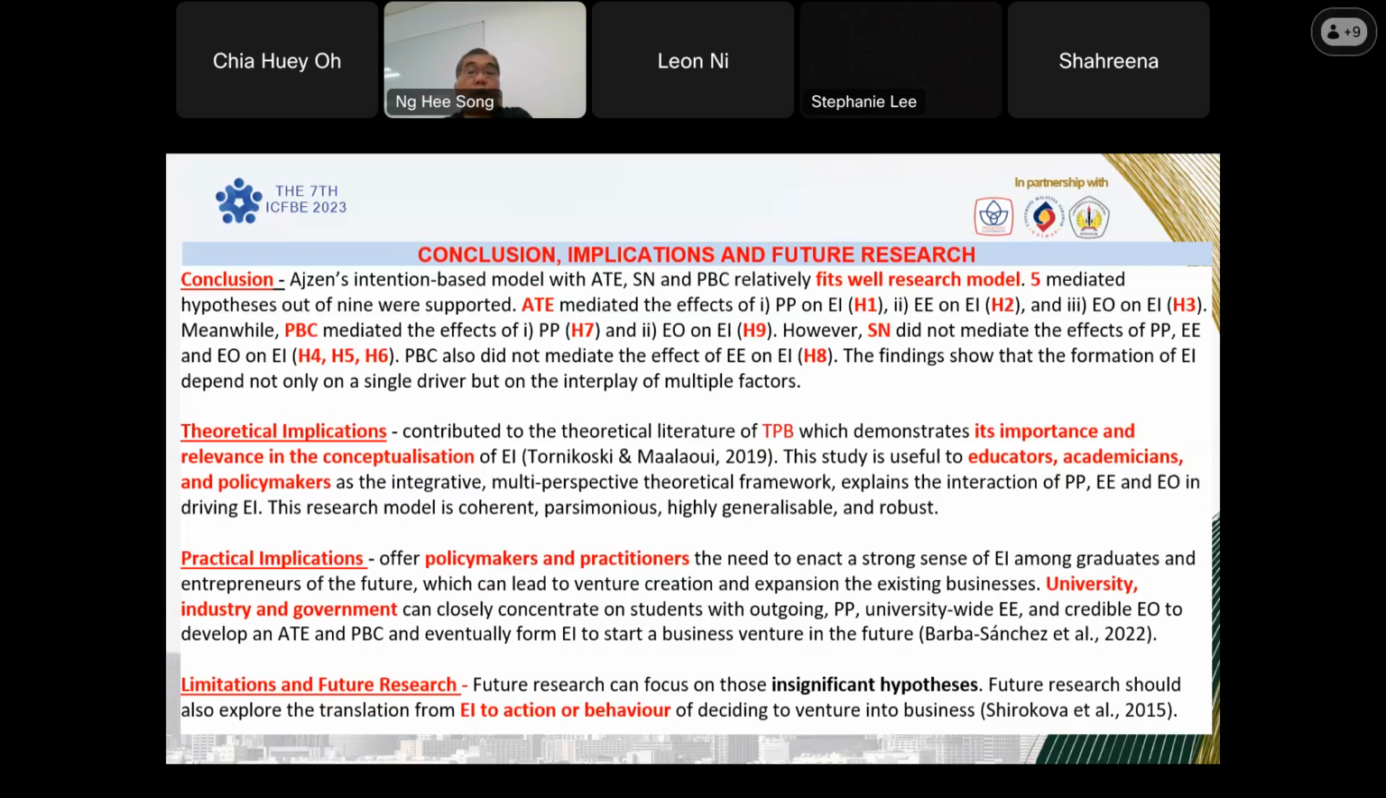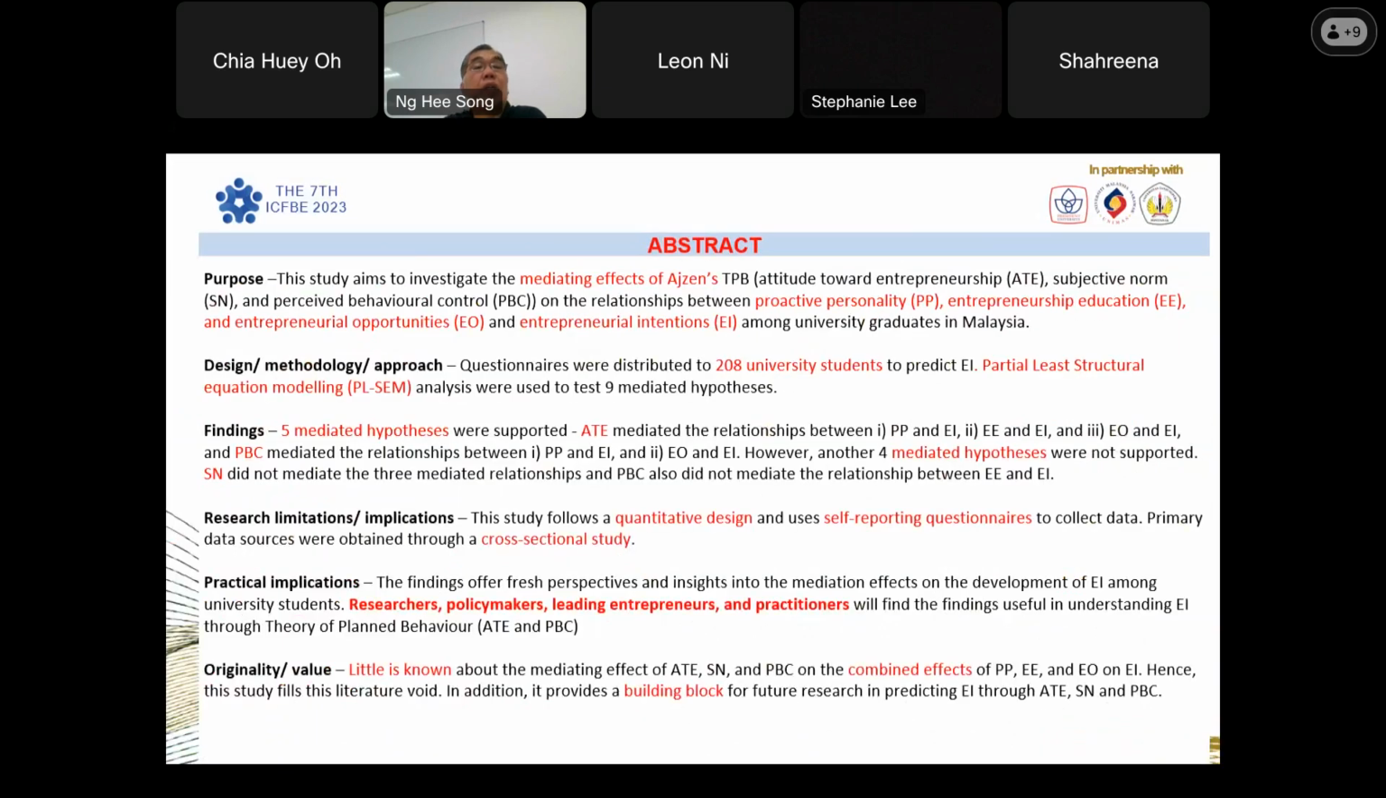So I also have a claim that in entrepreneurship research, there's also a limitation. The limitations are the sample size and the profile of the respondents. This can be overcome if you start new research again. So in summary, this is my summary of the research.